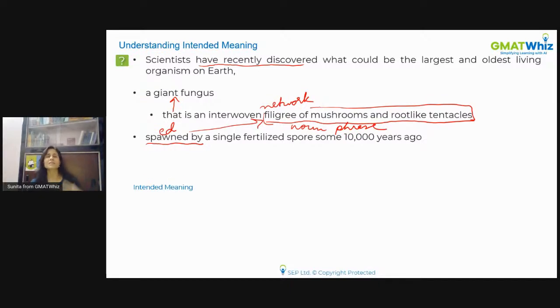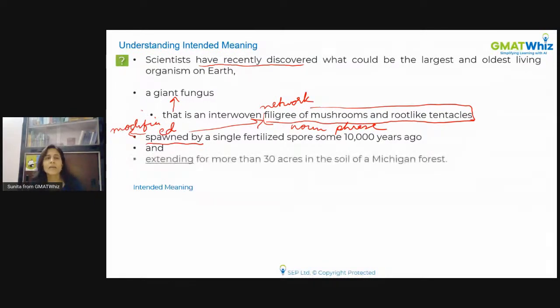So a giant fungus that is an interwoven filigree, and this filigree is spawned by a single fertilized spore. Now that I know there is an ED verbal here, this is a modifier. Going by my parallelism, I should expect another modifier after "and extending." Now here is an ING verbal, and I start wondering: can an ING verbal and an ED verbal be parallel? Can we use an ED verbal and an ING verbal for the same noun? Of course we can, because an ED verbal and an ING verbal both can modify the noun.